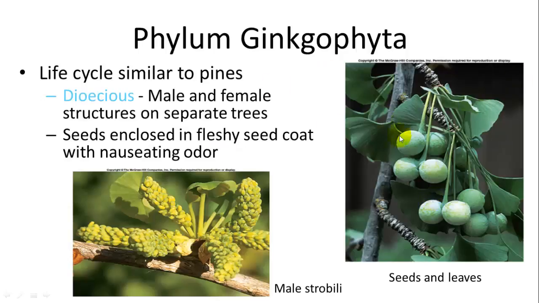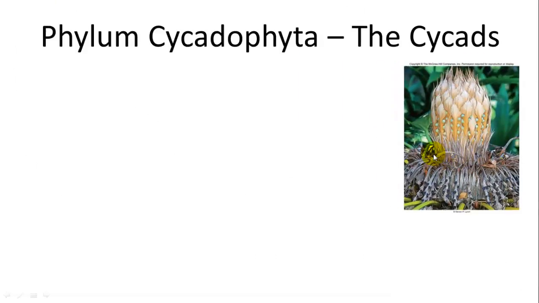So there's a big ginkgo tree right there. Here are the fan-shaped leaves and the seeds, and here's the male strobili. They are dioecious, so they have male and female trees, and all the trees that you see of these are generally, I think, male trees, right? So they'll produce pollen, but because there are no female trees planted, we don't have to worry about them producing. Eventually they'll die and go away. The seeds are enclosed in a fleshy coat with a stinky odor.